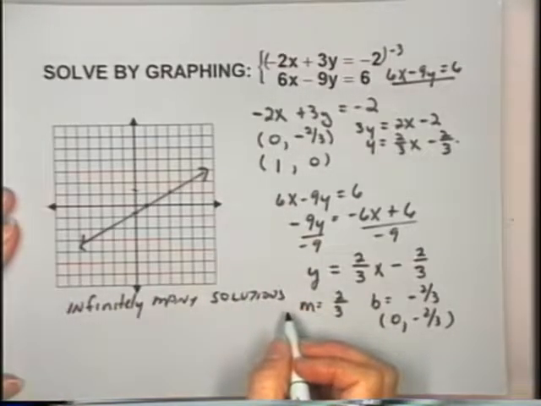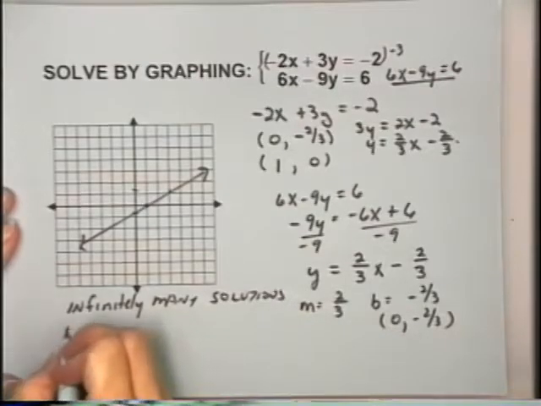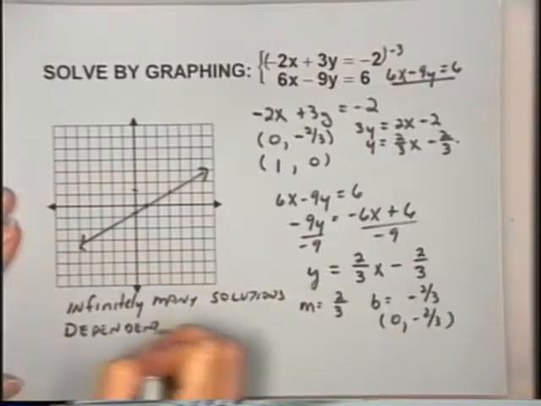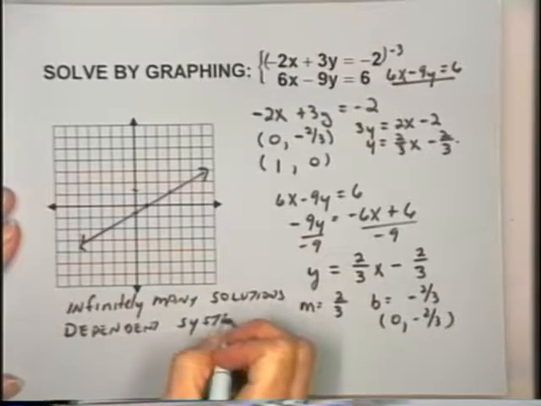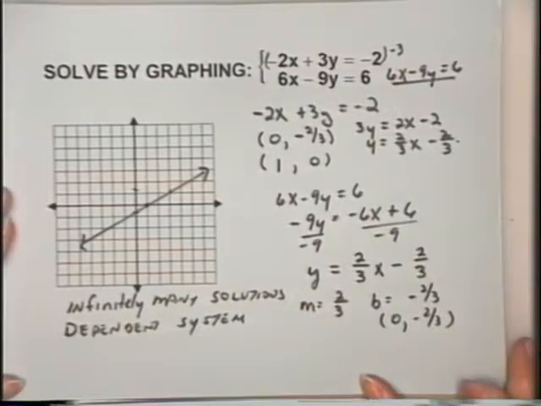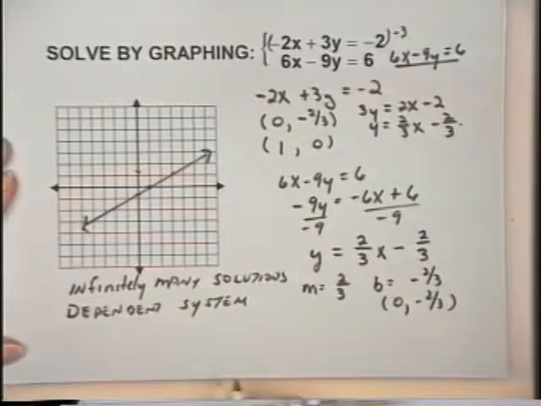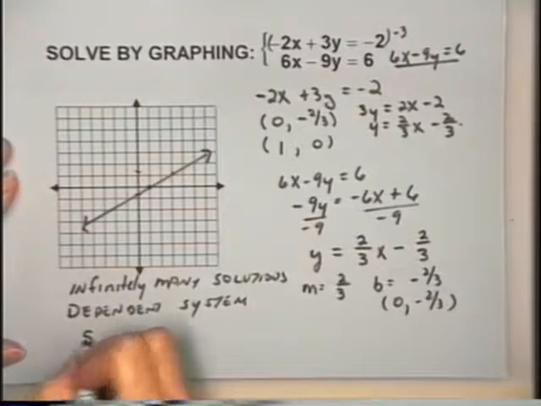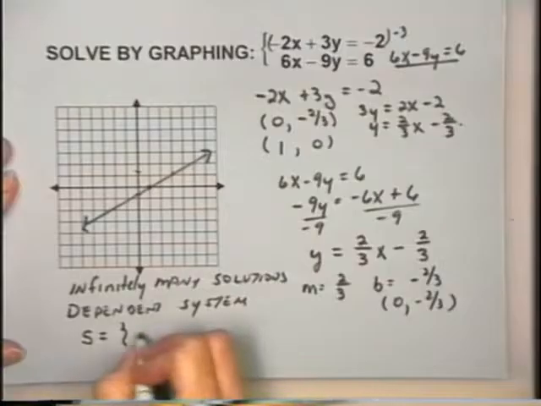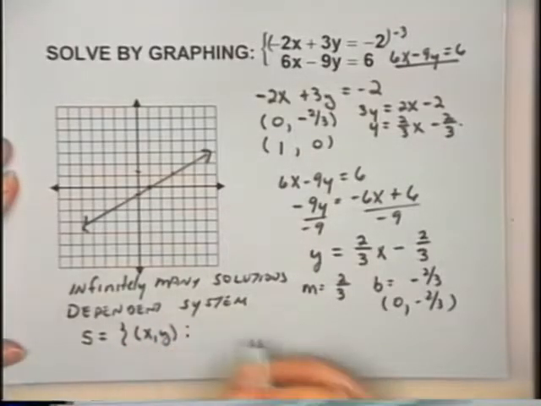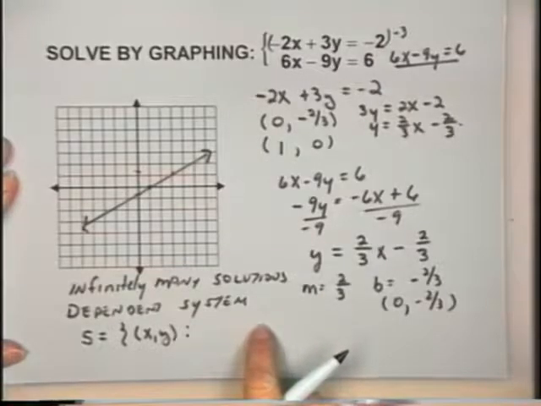If we have a system like this with infinitely many solutions, this is called a dependent system. Now, sometimes when you have a dependent system like this and you have infinitely many solutions, you write the solutions in kind of a solution set notation. My solution set S would be the set of ordered pairs (x, y), such that, and remember then we can give a rule that describes the solutions.